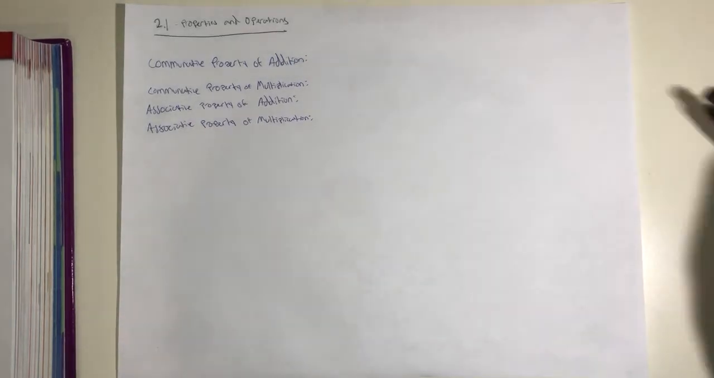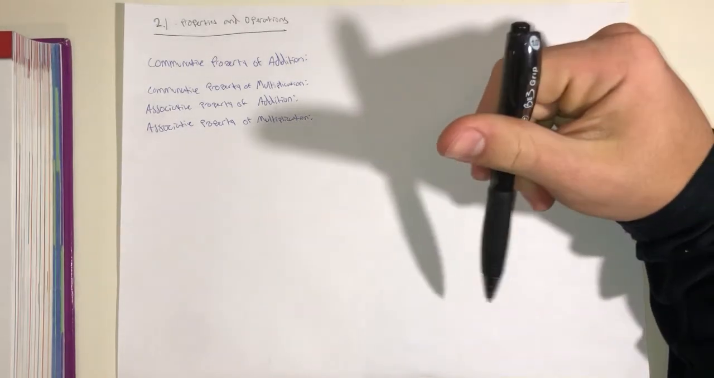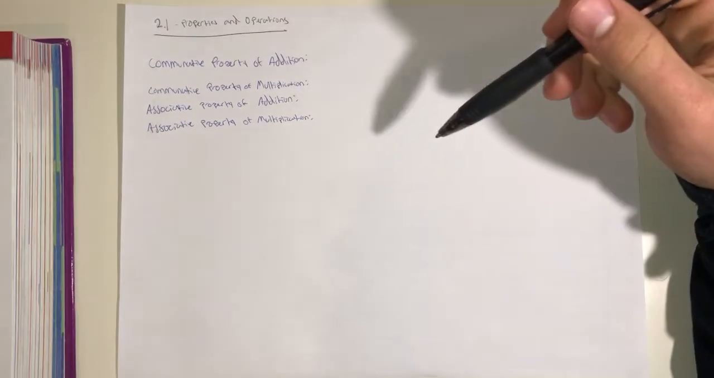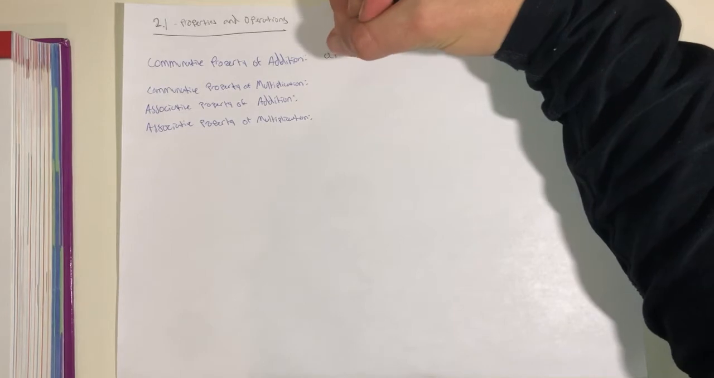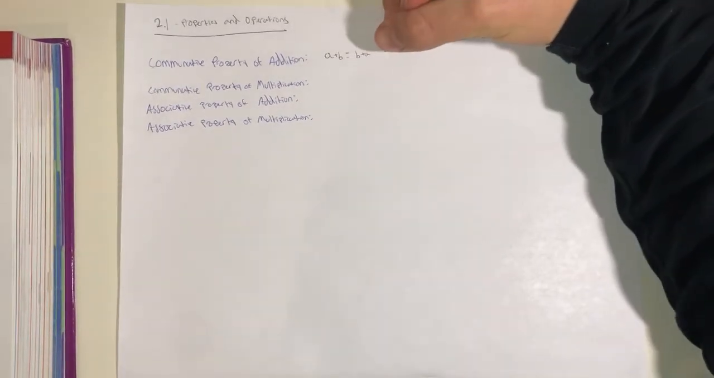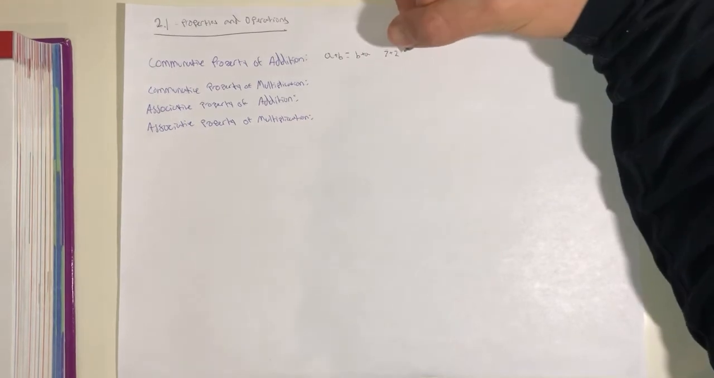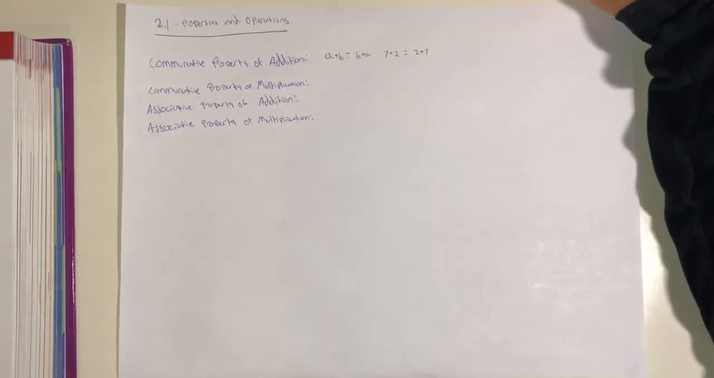Chapter 2, Lesson 2.1, Properties and Operations. The first property is the commutative property of addition. This is basically saying that you could add numbers in any order and the sum is going to be the same. So a plus b equals b plus a. If you have 7 plus 2, this is 9. It's the same thing as 2 plus 7. You can add them in any order, it doesn't matter.